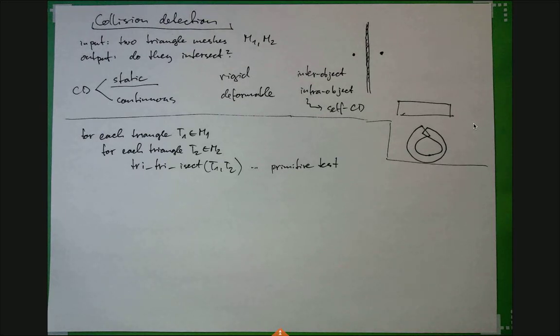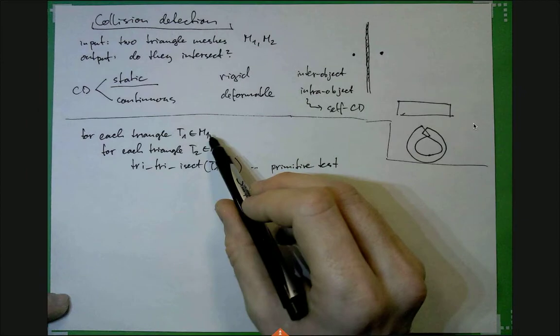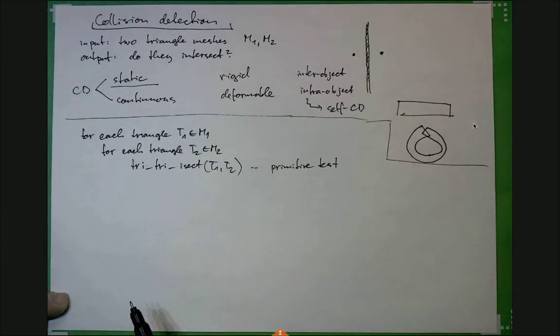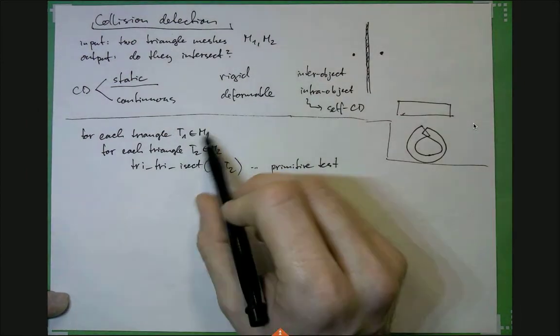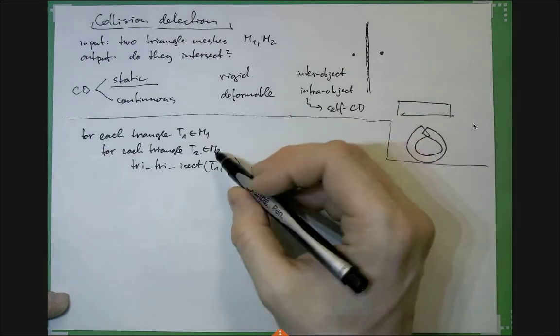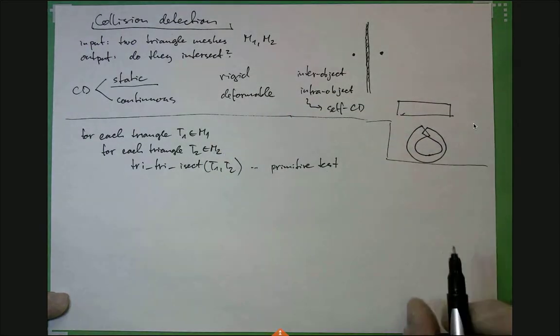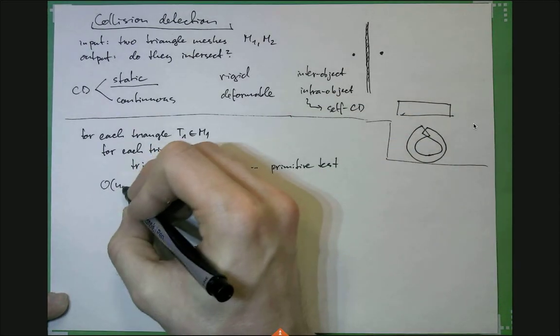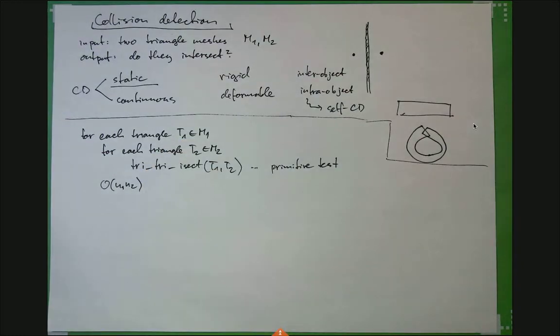N squared? That's correct. Yeah, if both meshes have n elements, right? Or n triangles. If mesh M1 has n1 triangles and mesh M2 has n2 triangles, then the complexity would be n1 times n2, right? Really just a nested for. There's nothing special about that. And that can be a lot, right? Imagine a mesh that has 10,000 triangles. Another mesh also has 10,000 triangles, so you will end up with 100 million tests, right?